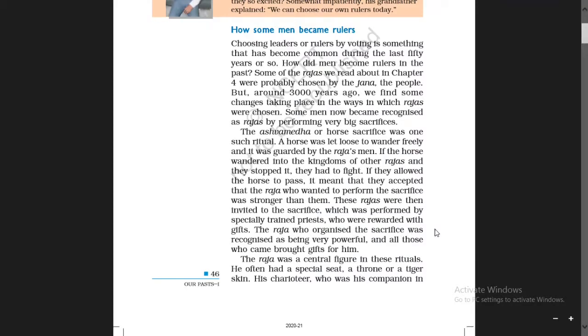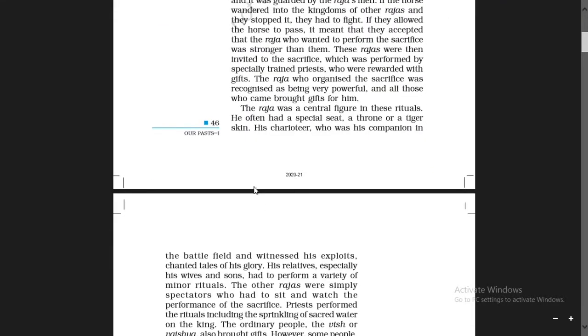The raja who organized the sacrifice was recognized as being very powerful, and all those who came brought gifts for him. So the raja who organized the Ashwamedha sacrifice was recognized as a very strong or powerful king, and all those who came brought gifts for him. The raja was a central figure of these rituals. He often had a special seat, a throne, or a tiger skin.